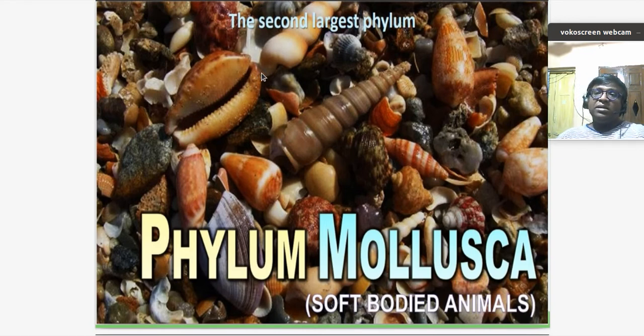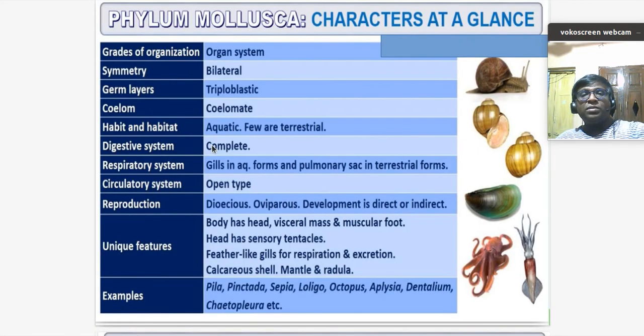Then squid, the cuttlefish, Sepia or cuttlefish. Then you also have this octopus or devilfish. They are all examples of phylum Mollusca. They are soft-bodied animals. So that is one thing that you have to remember about.